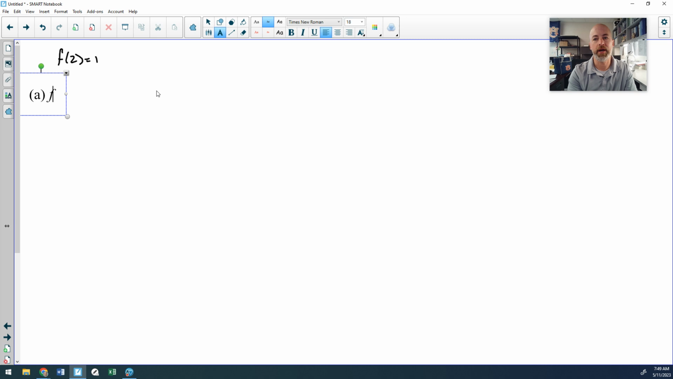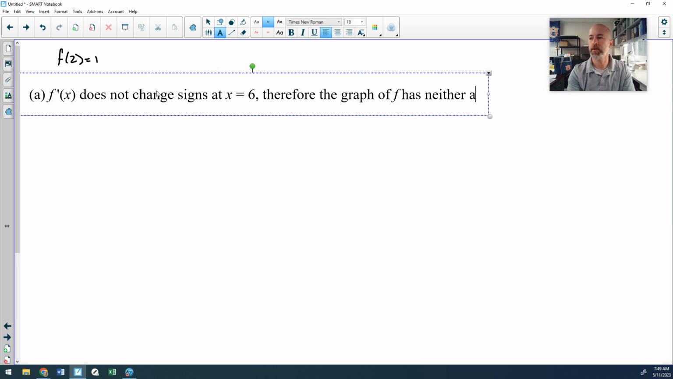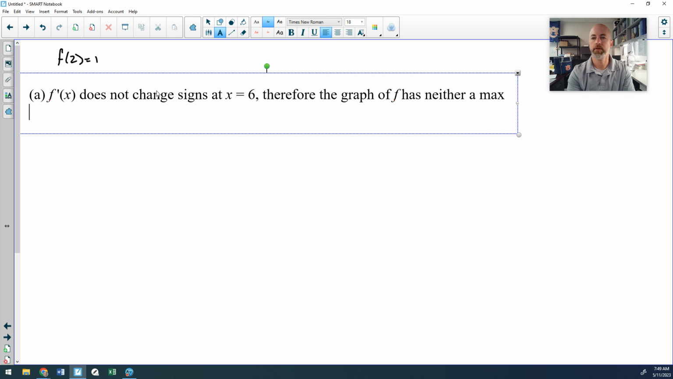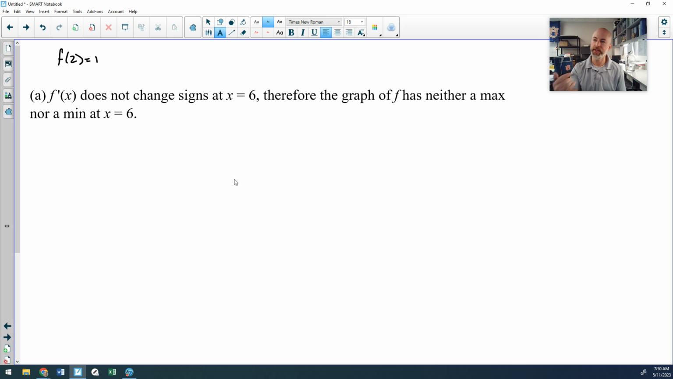However, f prime of x does not change signs at x equals 6. Therefore, the graph of f has neither a max nor a min at x equals 6. There we go. We don't have to do any real work explaining how we know f prime does not change signs because we're given the graph of f prime.